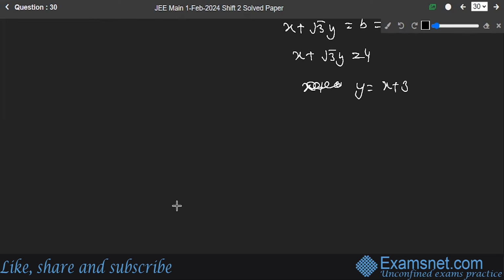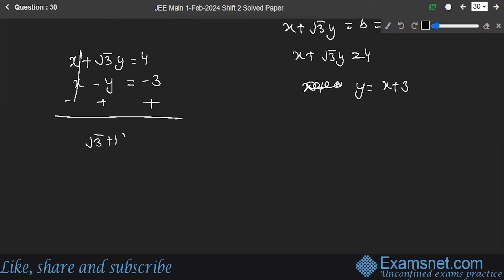So let's write down the two equations. You have x plus root 3 y is equal to 4, or you have x minus y is equal to minus 3. Correct? Minus plus, minus plus. So you will have root 3 plus 1 into y is equal to 7.